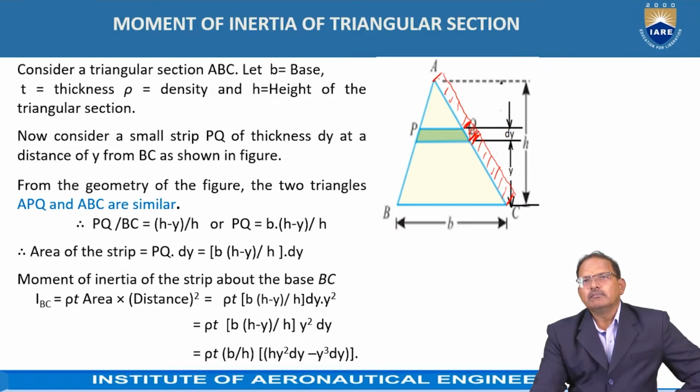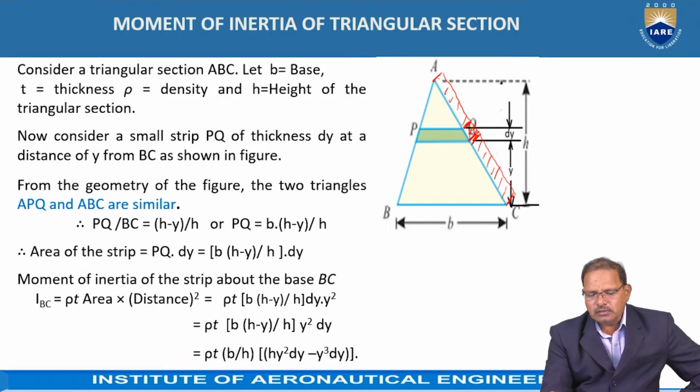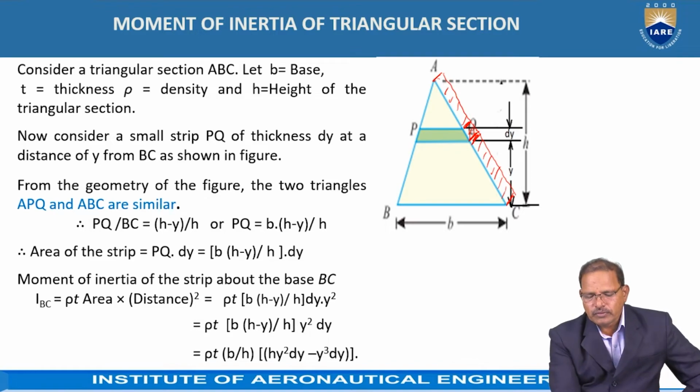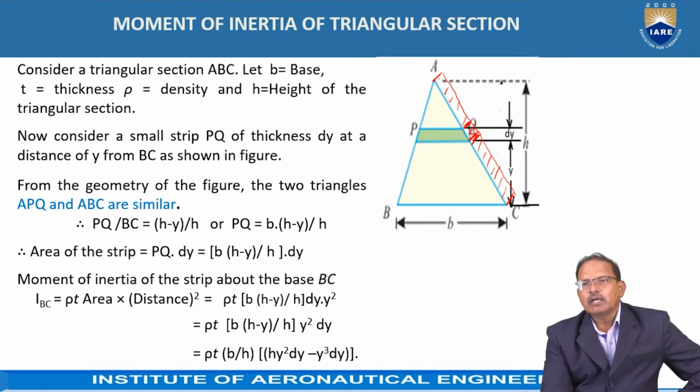Now consider, in order to determine the mass moment of inertia of a triangular section, which has breadth equal to b, height equal to h, and uniform thickness t, and the material density is represented by rho. Now consider a small strip PQ, which is at a distance of y from the base as shown in the figure. Here PQ is at a distance of y from the base BC. Now let us consider the mass moment of inertia of this about the base line BC.